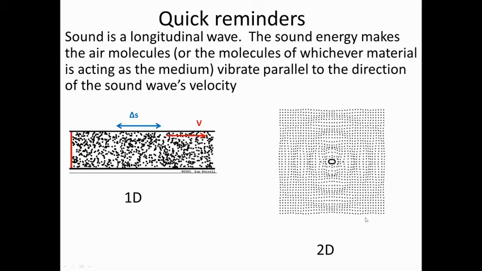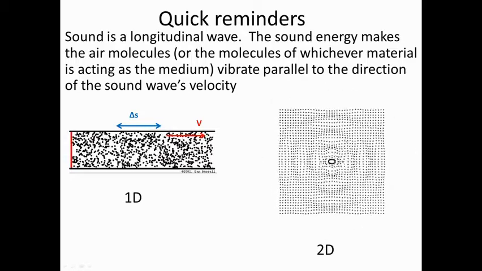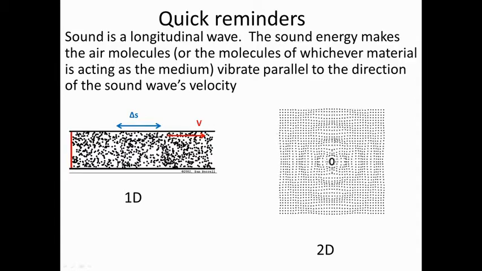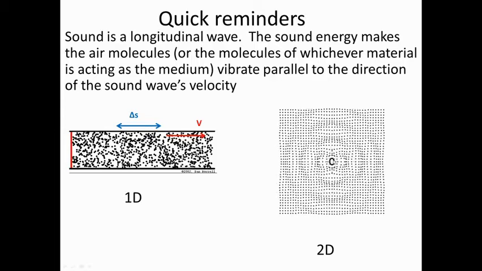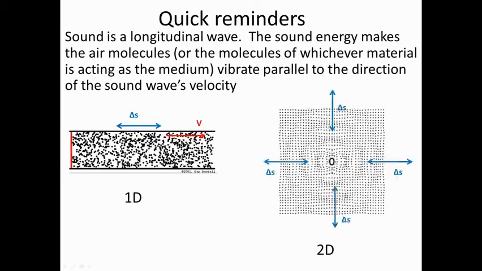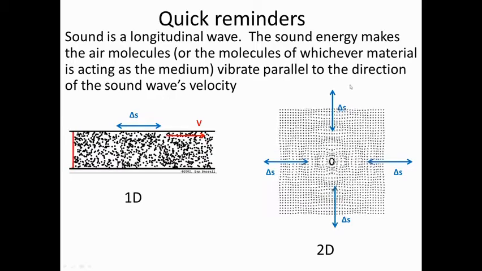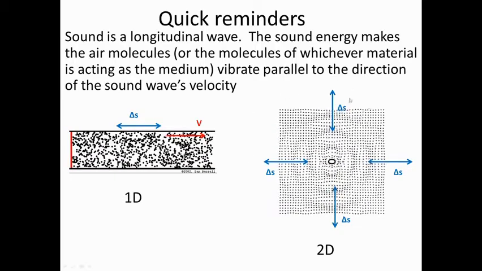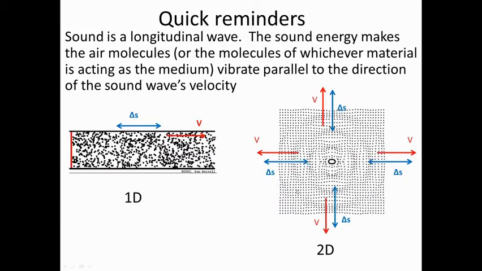Here we've got a more two-dimensional representation, and the sound is being sent out in a circular pattern, which is what would actually happen. When someone speaks, you can hear them in front of you, behind you, to the side. The displacement is in different directions depending on where you are around the circle, but the velocity will always be parallel to that displacement.